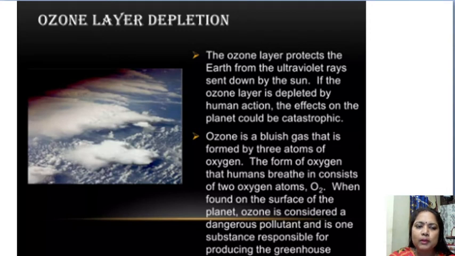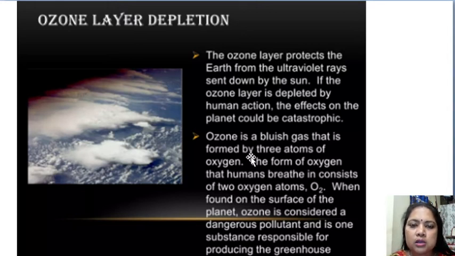So due to global warming also, your ozone layer will deplete. There is every chance of depletion of the ozone layer. We know that the ozone layer protects the earth from the ultraviolet rays sent down by the sun. If the ozone layer is depleted by human action, the effect on the planet could be catastrophic. It means it will be dangerous.